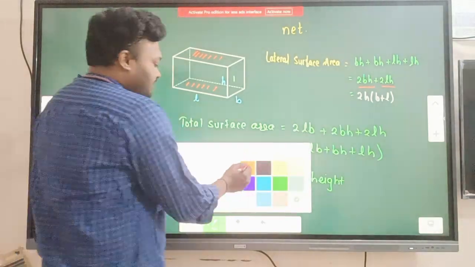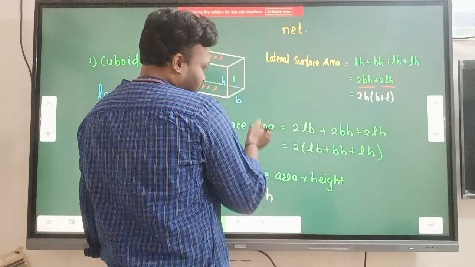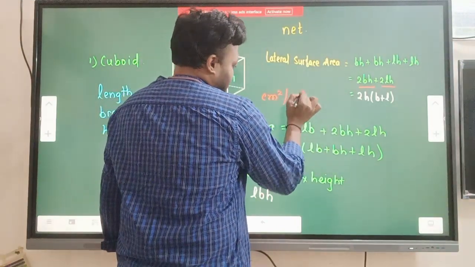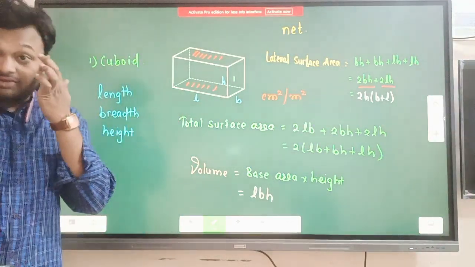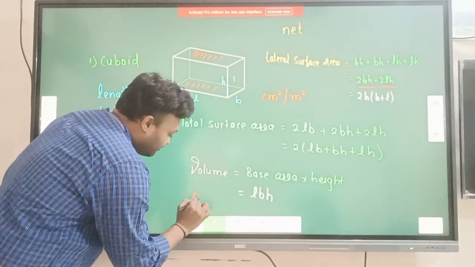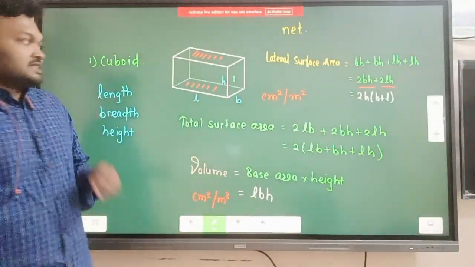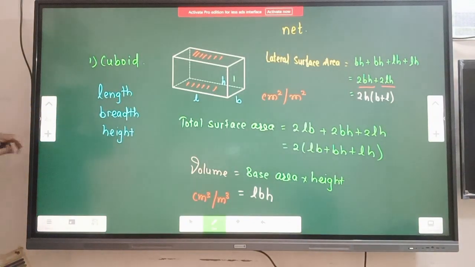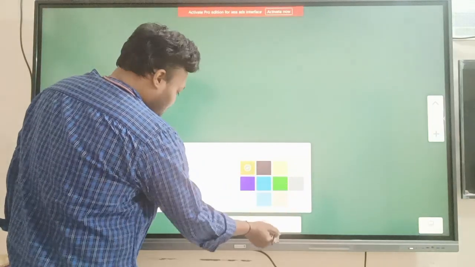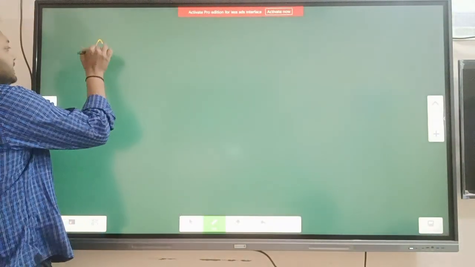Now always remember that the lateral surface area and the total surface area are always in centimeter square or meter square, or whatever the unit given. If they give foot, then foot square, and the volume is always centimeter cube or meter cube. Just remember these things. So let us move to the next object, which is the cylinder.